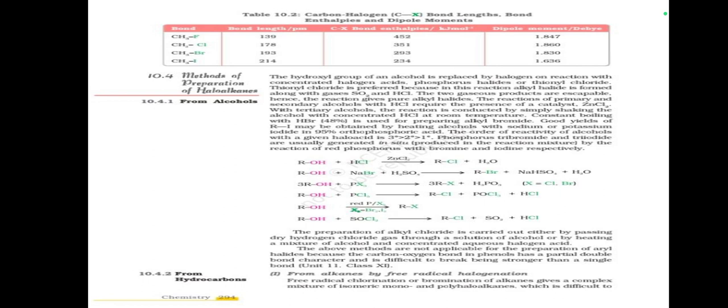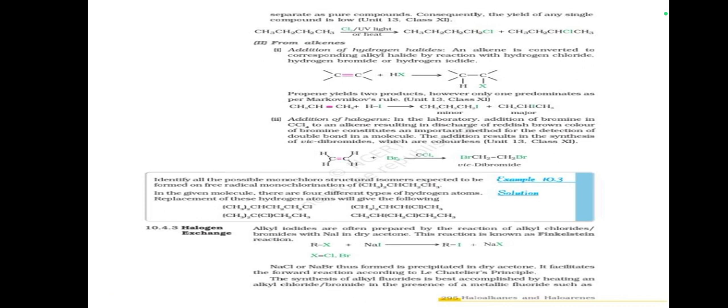From hydrocarbons. From alkanes by free radical halogenation. Free radical chlorination and bromination of alkanes gives a complex mixture of isomeric mono and polyhaloalkanes, which is difficult to separate as pure compounds. Consequently, the yield of any single compound is low.